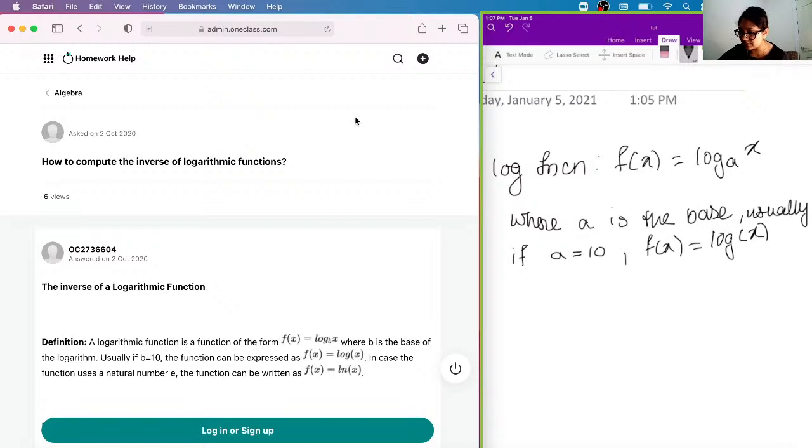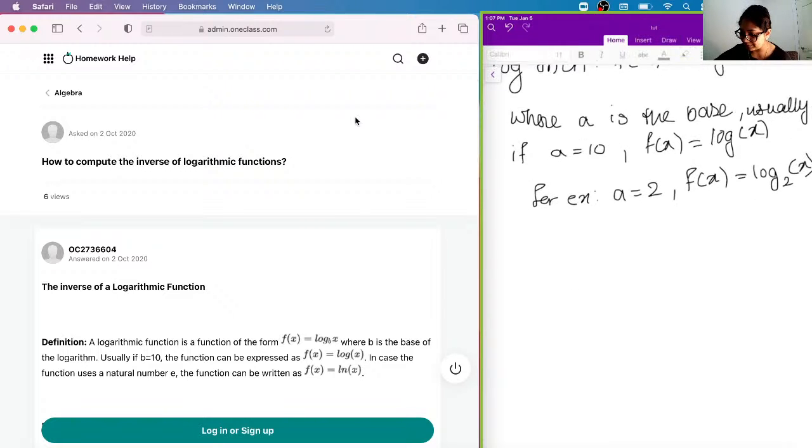And if you're using any number other than 10, for example, let's say a is equal to 2, then your function f of x would equal log base 2 of x. This is where you would have to write out the base.